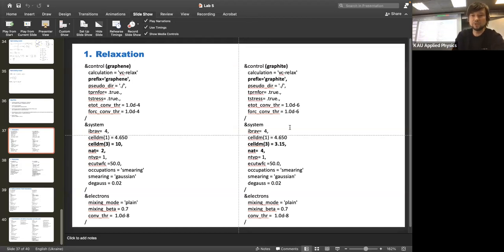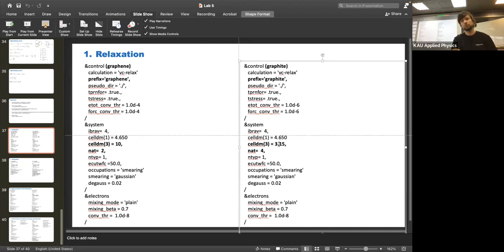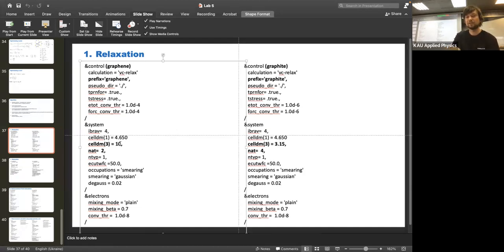What is important? You see here, I typed CLDM1. It means that the A and B vectors are the same for graphite and for graphene. But what is CLDM3? CLDM3 is the ratio of vector C divided by A. And here it was like 3.15, then it goes to 2.70-something after relaxation. But for graphene, I typed 10.